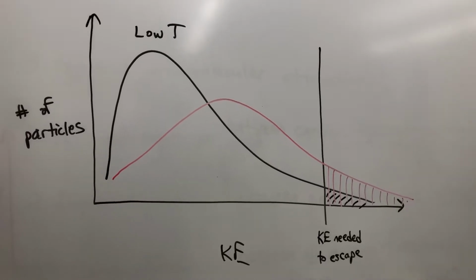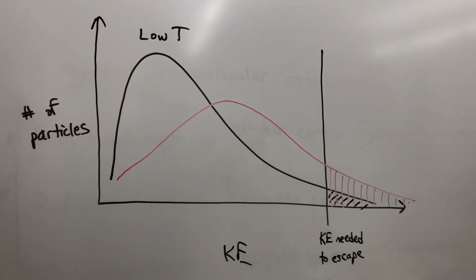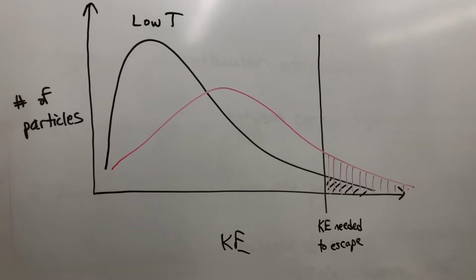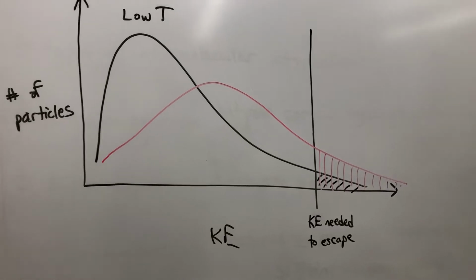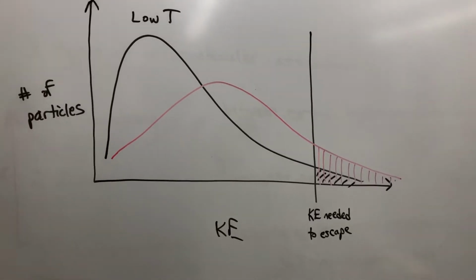The one in black is showing a low temperature sample, and the one in red is showing a higher temperature sample. I forgot to write in high T in red. Over on the right-hand side of this kinetic energy distribution curve, though, we've got a new feature that we haven't talked about.